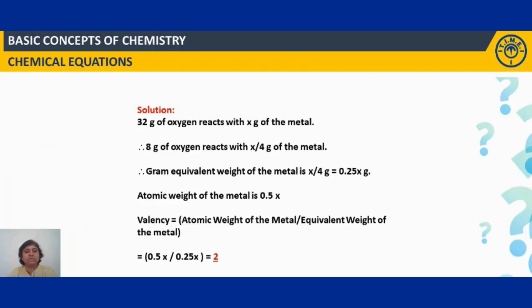So, solution. 32 grams of oxygen reacts with X grams of the metal. So 8 grams of oxygen reacts with X by 4 grams of the metal. That is nothing but 0.25 X, and it is nothing but gram equivalent mass of the metal. Atomic weight is given, 0.5 X. So valency is equal to gram atomic mass divided by gram equivalent mass, which is equal to 2. Shall we move on to the next question? I hope everybody has copied.